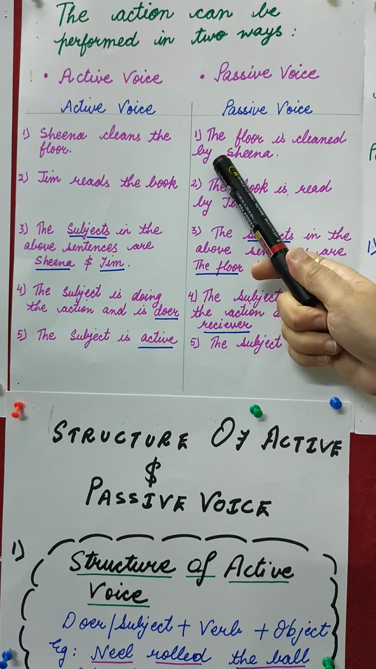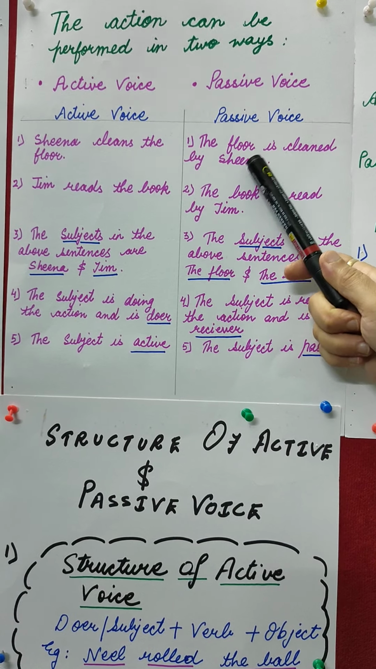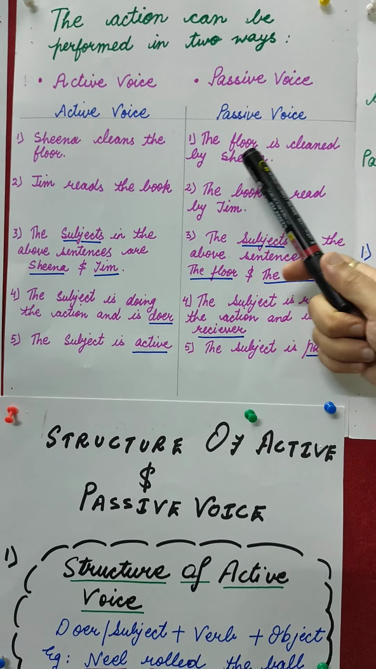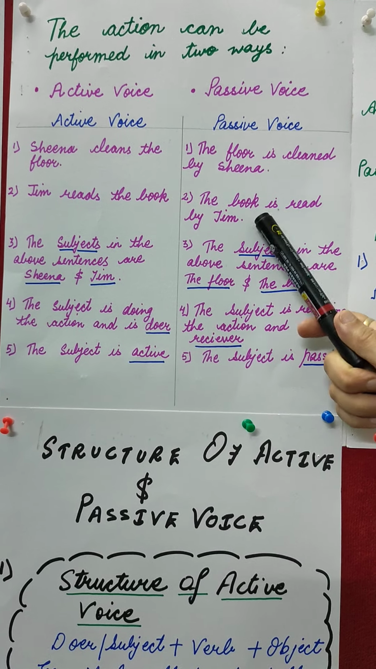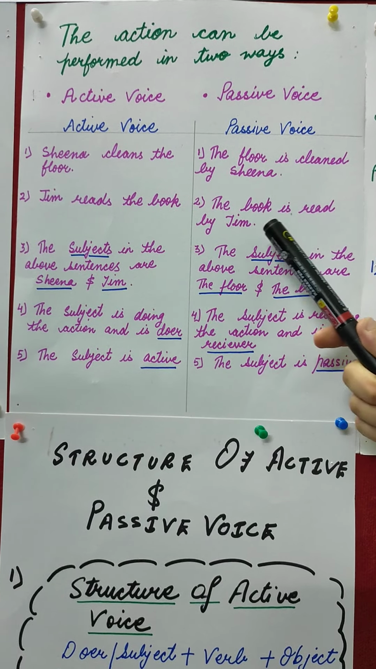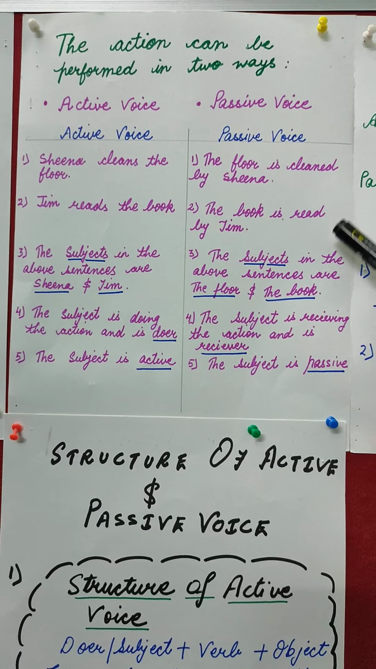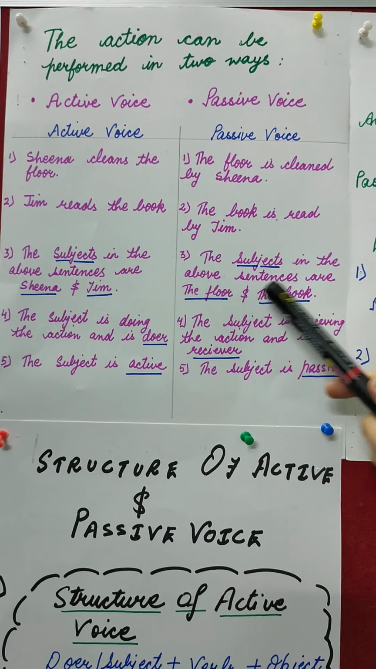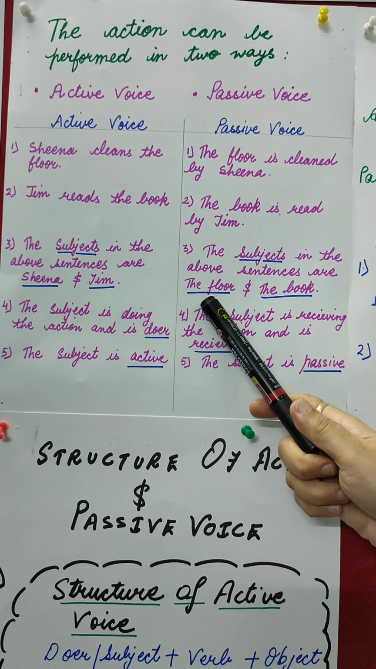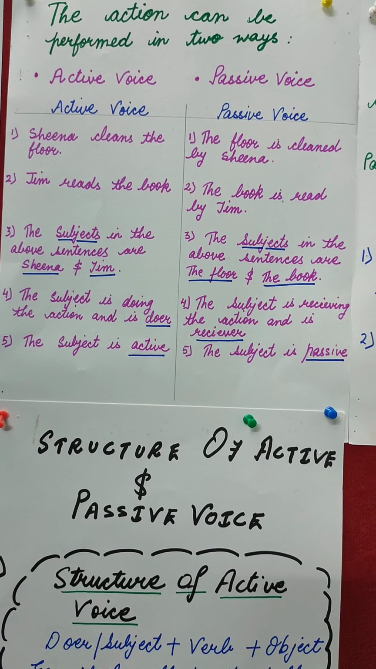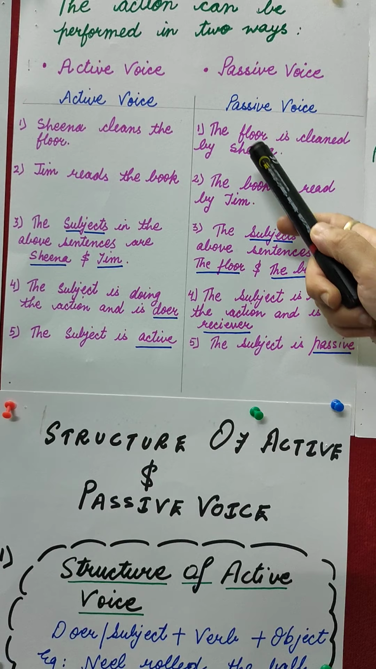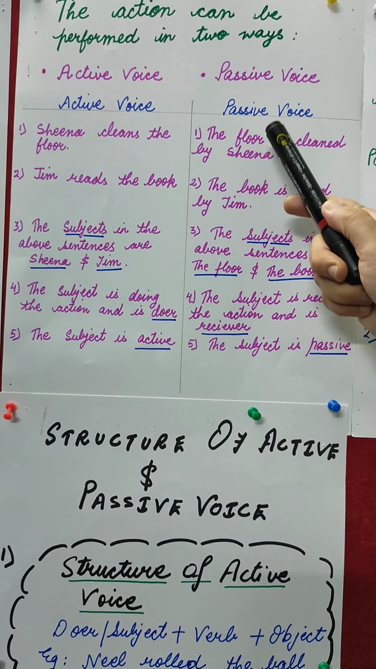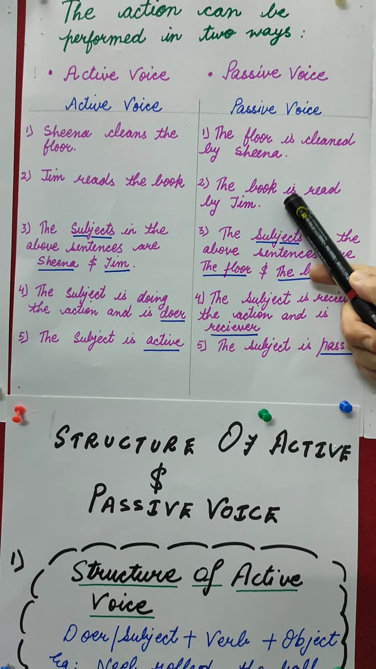Now, similarly, in passive voice, let us take the same example. When we change it to the passive, it becomes: The floor is cleaned by Sheena. The book is read by Jim. So, what do you see here, dear children? The subjects in the above sentences are the floor and the book. What are the subjects in the above given sentences? The floor and the book.